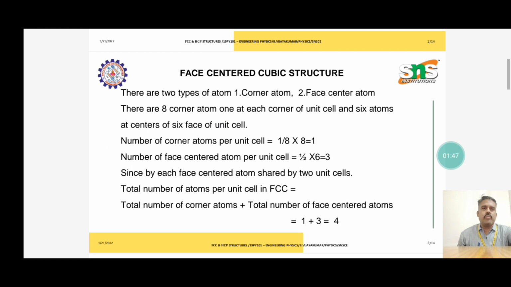So here there are 2 atoms, one is the corner and one is the face. For the corner we get 1/8, that means 1 atom is shared among 8 cells, so the number of atoms per unit cell is 1. And for the face, a total of 6 faces are formed in the cubical structure, but each is shared, so we get 6/2 equal to 3. So the total number of atoms in an FCC unit cell is 4.